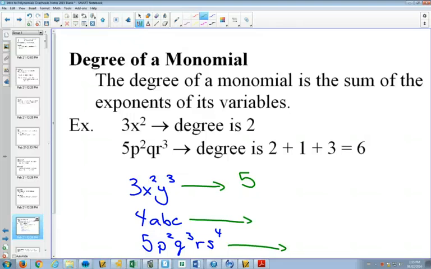Julia. We look at this one, 4ABC. How many variables are there? 3 different variables, A, B, and C. What are the exponents of each of those variables? 1, 1, and 1. So the degree would be? 3. Julia gets to pick the last volunteer.